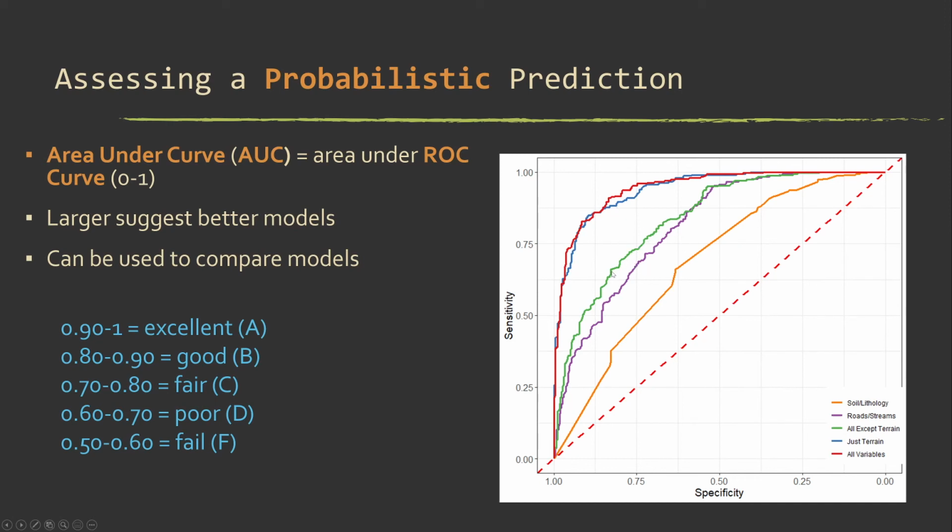Then the green is all the variables but the terrain variables. This is using variables associated with distance from roads and streams. And then this is only soil and lithology variables.